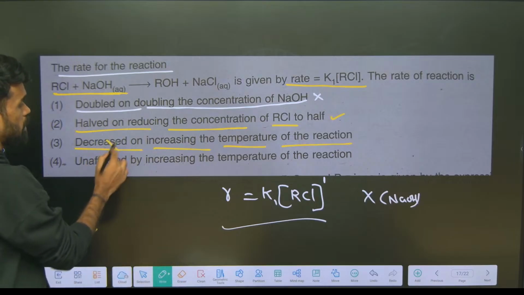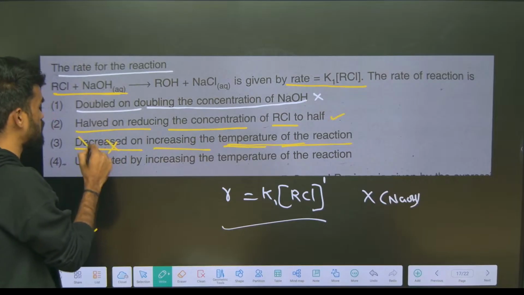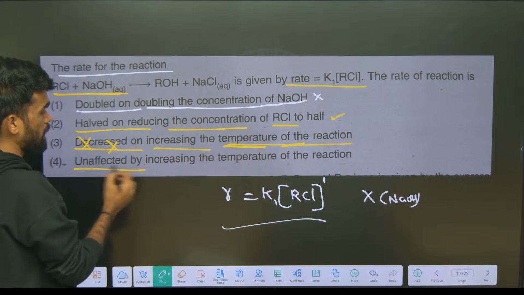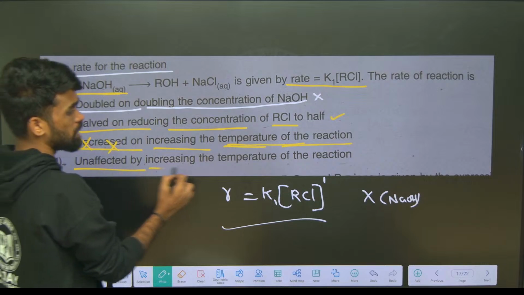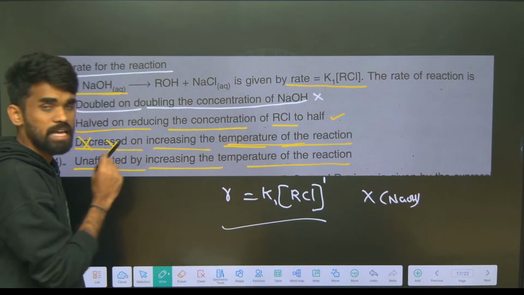So this is incorrect. They are saying that on increasing temperature, the rate of reaction decreases, so remove it. Then, unaffected by increase in temperature of the reaction. We cannot decide this effect of temperature directly here.